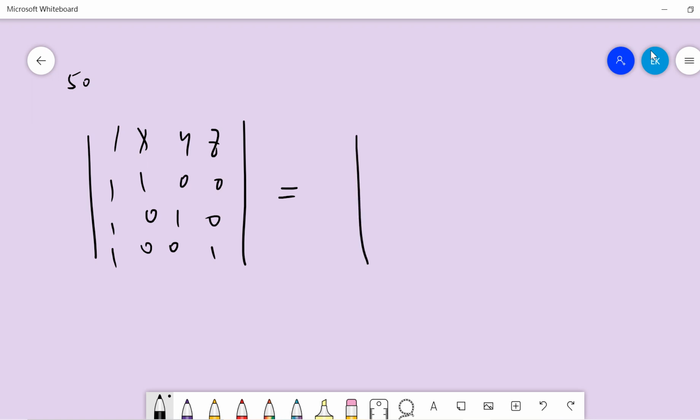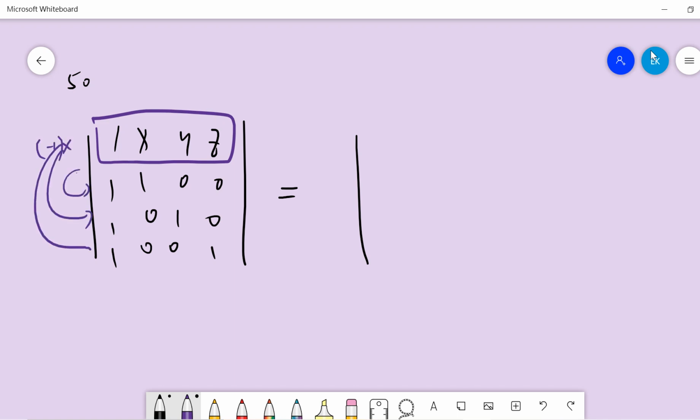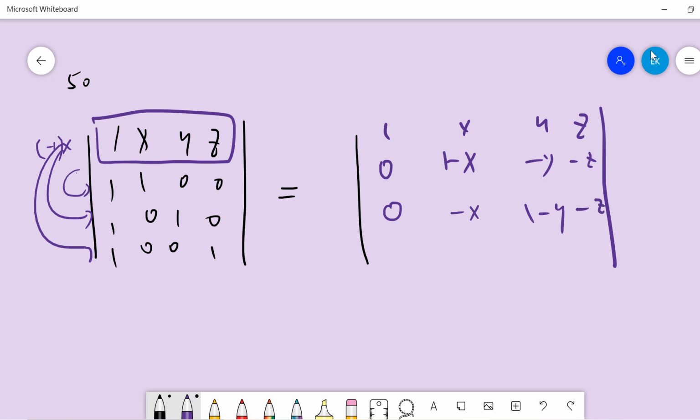In order to calculate quickly, we just use Gaussian elimination. So I use Gaussian elimination, multiplying the first row by -1 and adding it into the second, third, and fourth rows. The first row is fixed. The second row, with -1 added, gives 0, -1 minus x, -1 minus z, and the next row 0 minus x, 1 minus y minus z, and the last 0 minus x, minus y, 1 minus z. Okay, and this determinant is 0.